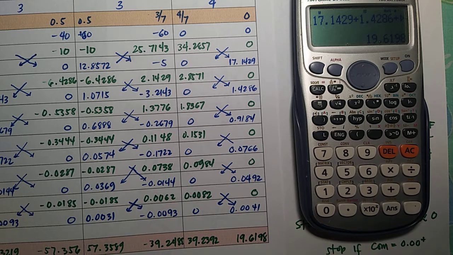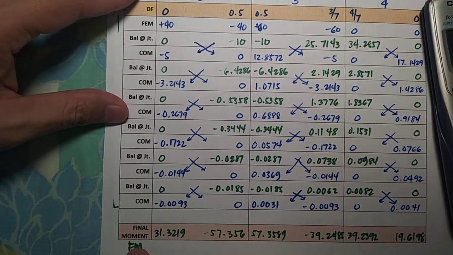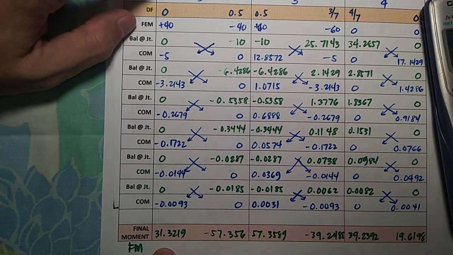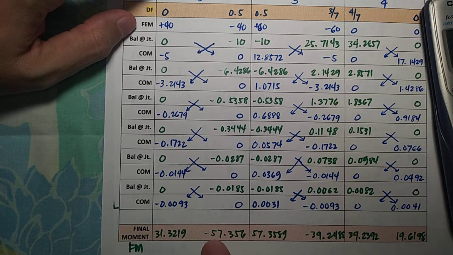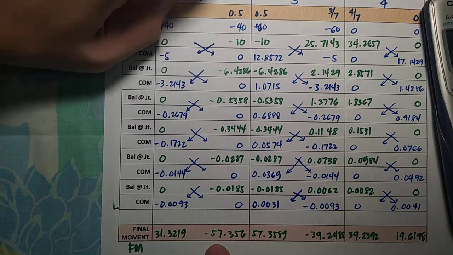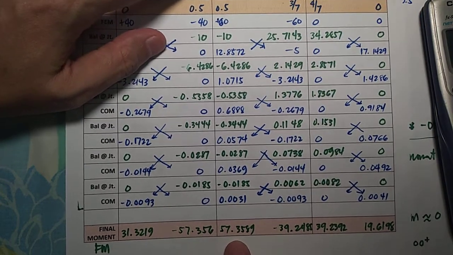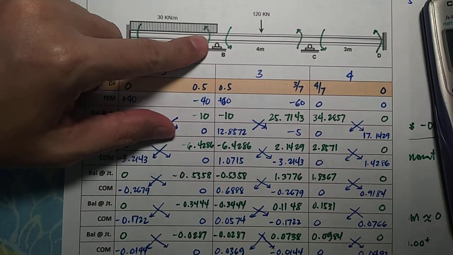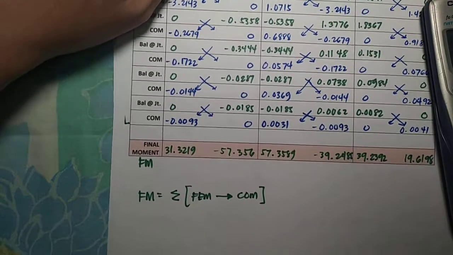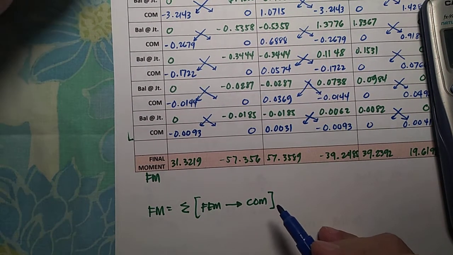So these are now the end moments, the final moments. Positive 31 means the direction is counterclockwise. Negative 57 means our assumed direction was wrong; it should be clockwise. So our sign convention is still consistent with the final answers. If I ask you what the final answers are.